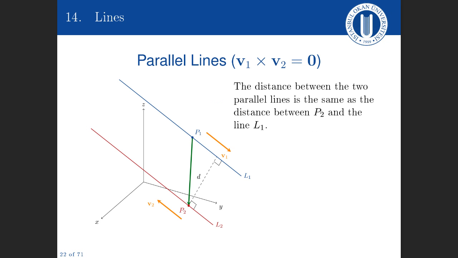What about parallel lines? We have parallel lines if we have parallel vectors. And if you remember from last week, we have parallel vectors when their cross product is equal to the 0 vector. Look at this picture. The distance between the two lines, that's the number d, is the same as the distance from the point P2 and line L1. But we already know how to find the distance between a point and a line. So we'll just use the same formula again.